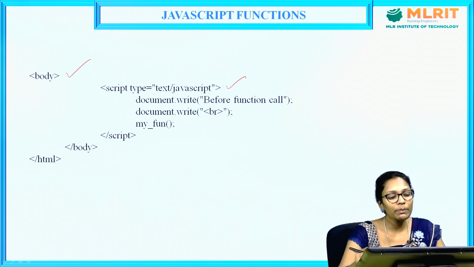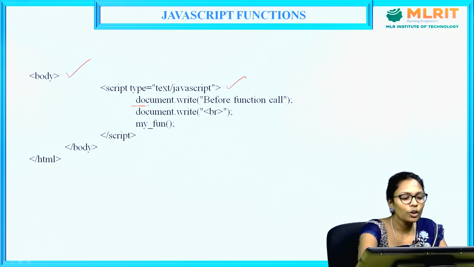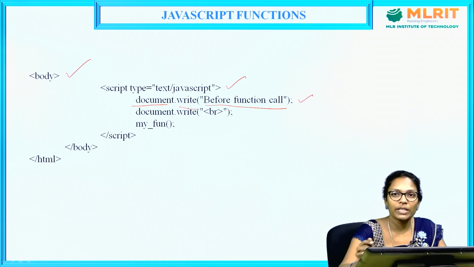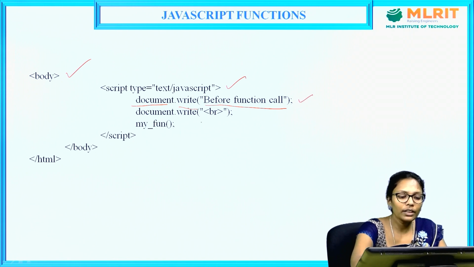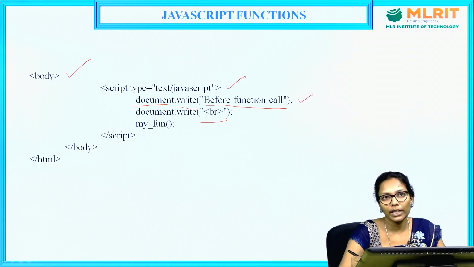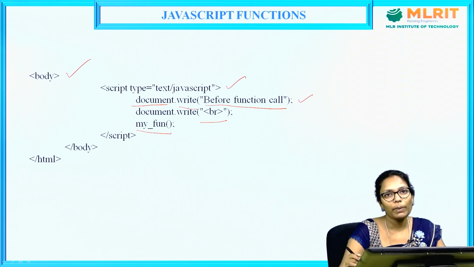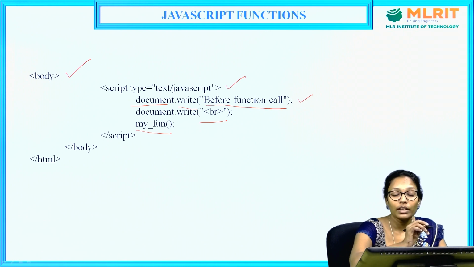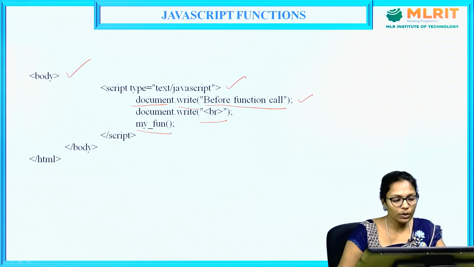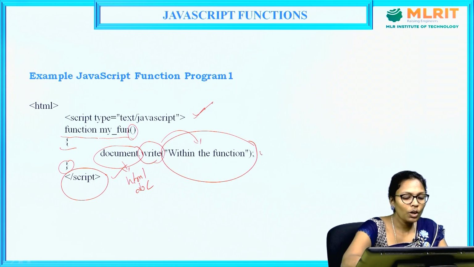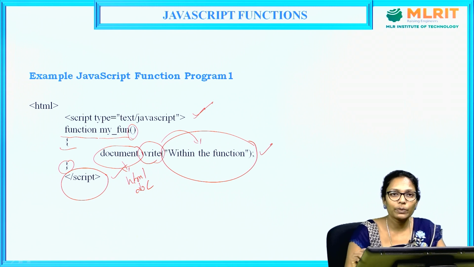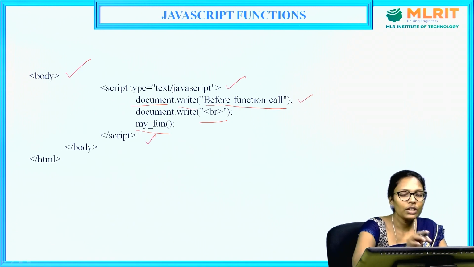Again I'm printing a message here. What is this message? document.write "before function call". So I'll get this message mandatorily. After that, simply you're printing br, a break, so you will come to the next line. Then you're calling this function my_fun. So where will it go now? It will go to that my_fun. What is my_fun doing? It is printing a message within the function. Then you're closing your script.